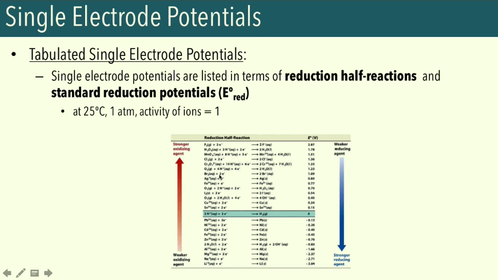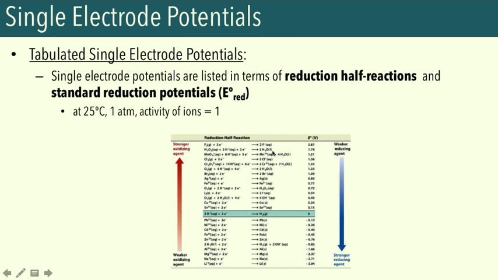Luckily, all these measurements have been done for many other half reactions, and the data is tabulated as standard reduction potentials for the reduction half reactions for species at their standard states. Recall again that the standard state for gases is 1 atmosphere, and the standard state for ions is an activity of 1. Note that all of these reduction half potentials have been measured against the standard hydrogen electrode. We have our primary reference electrode over here, with an established reduction potential of 0.